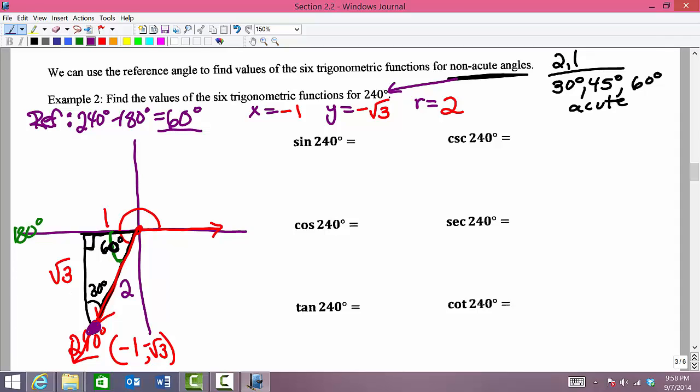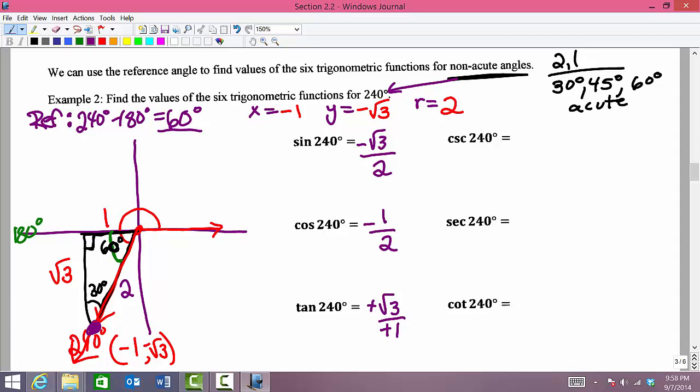Now how does that help us with sine? Well, we know that y is negative square root of 3 and r is 2. Cosine is x over r, so it's -1 divided by 2. Tangent is y over x, so that would be negative square root of 3 divided by -1, and of course two negatives give us a positive.